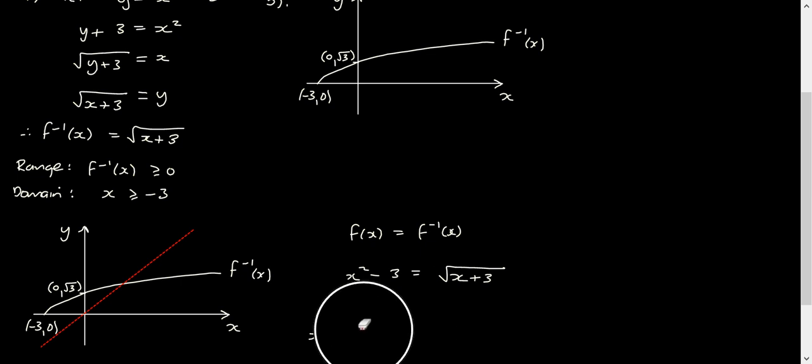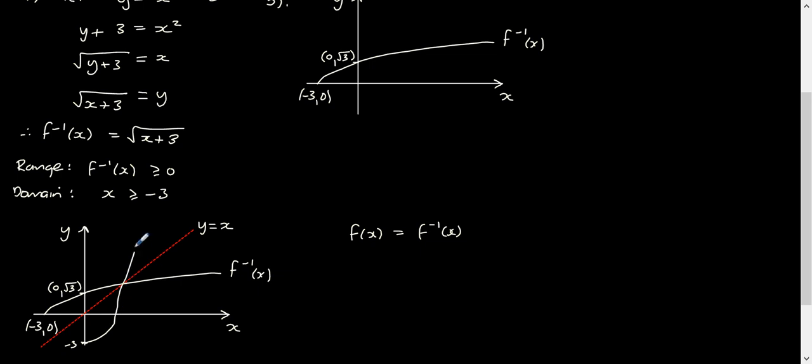But there's a quick way. If we're asked to solve f of x equals f to the minus 1 of x, we use this property that the graph is reflected in the line y equals x. So here is our f to the minus 1 of x. I'm also going to sketch in here our f of x, which would look like this. It comes from minus 3 down here, and it goes like that. It's a terrible quadratic, but you get the idea, hopefully. So there it is.